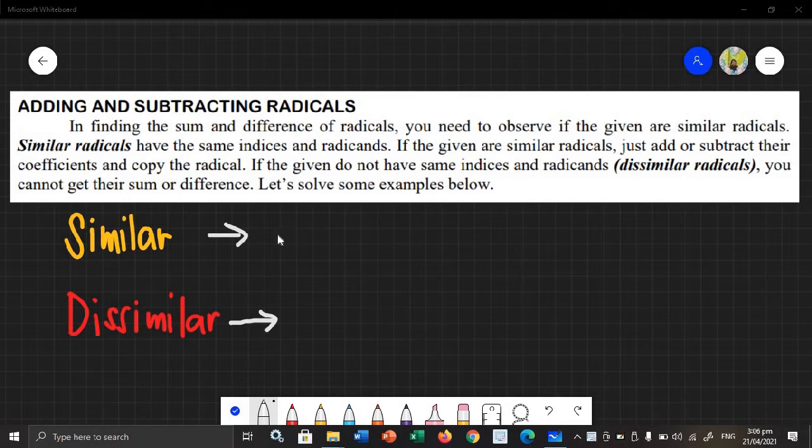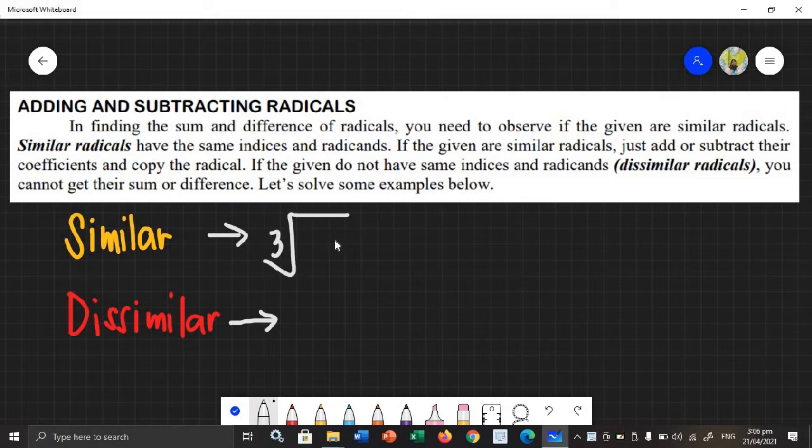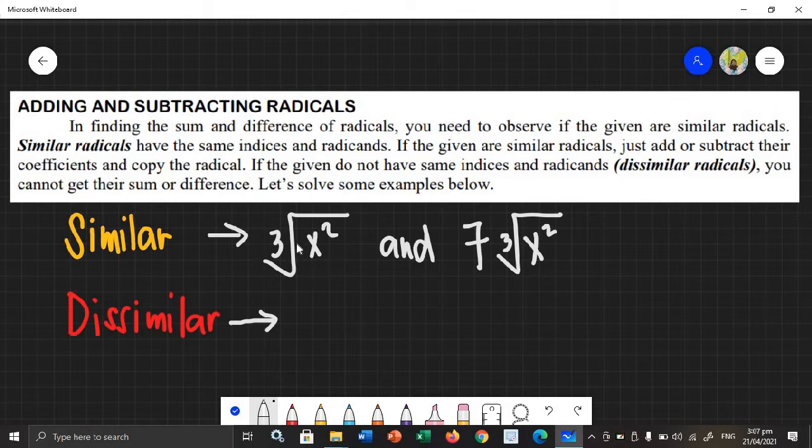Let's say, for example, I have cube root of x squared and 7 cube root of x squared. So, kung napapansin ninyo, dito sa mga radicals na given, yung index nilang dalawa ay both 3. Okay? As well as yung radicand nila ay both x squared. Therefore, in this example, we can consider these two as similar radicals.